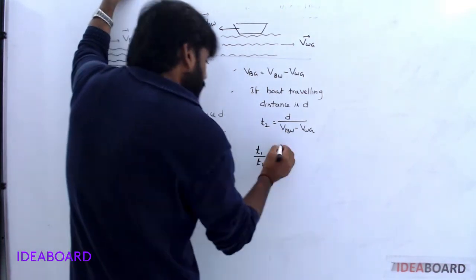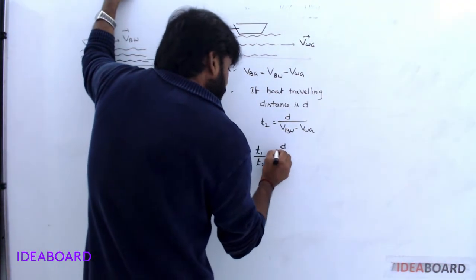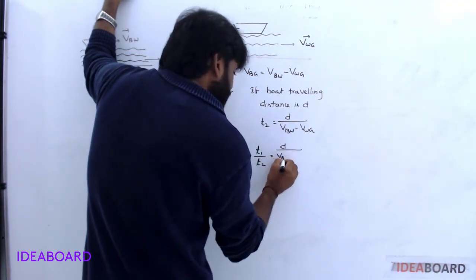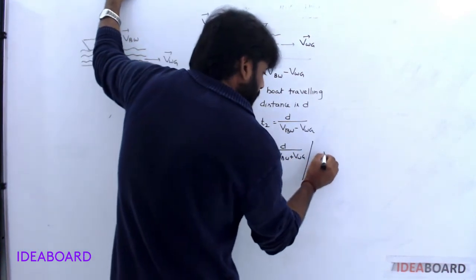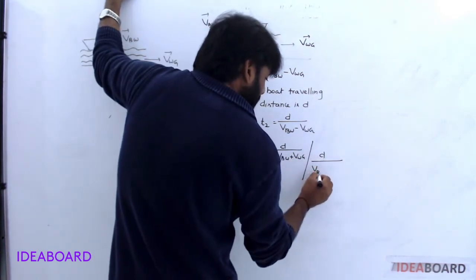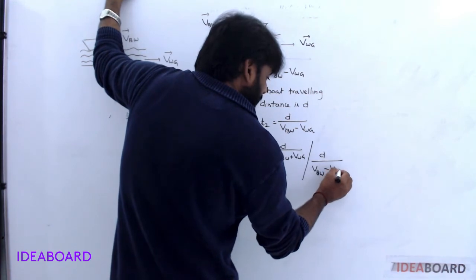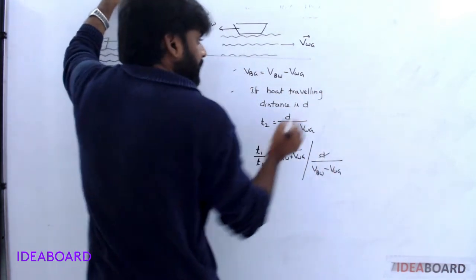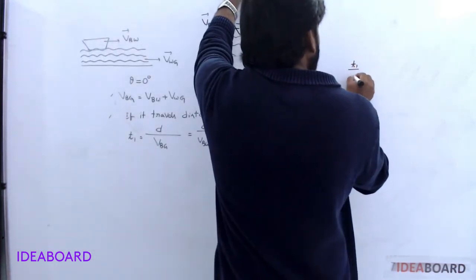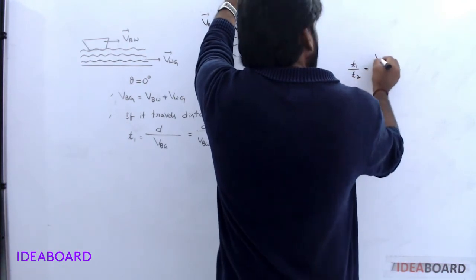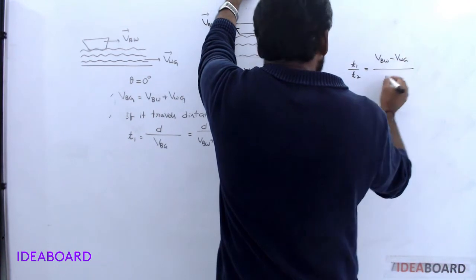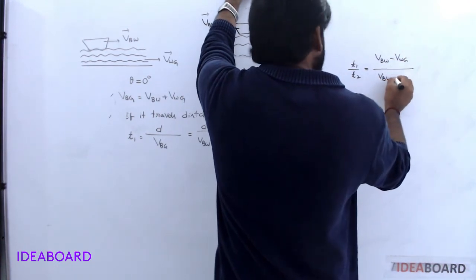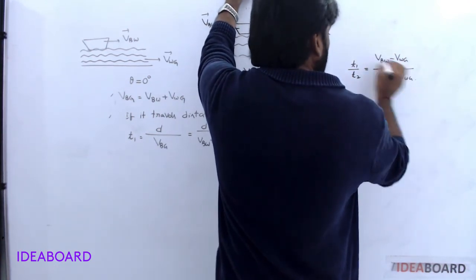Now t1 by t2. T1 by T2 is d by boat velocity with respect to water plus water with respect to ground, over d by boat with respect to water minus water with respect to ground, d d cancel. Now T1 by T2 is boat with respect to water minus water with respect to ground by boat velocity with respect to water plus water with respect to ground.